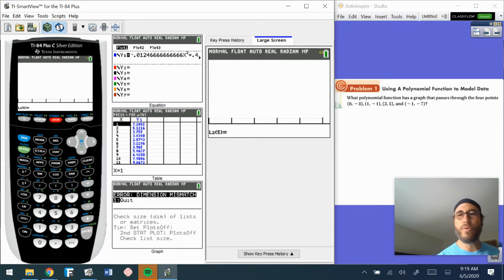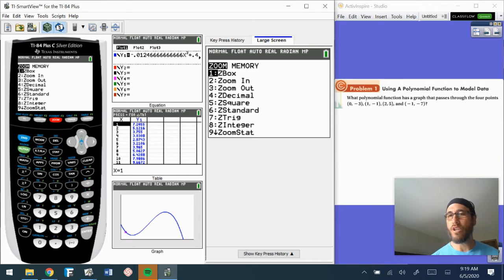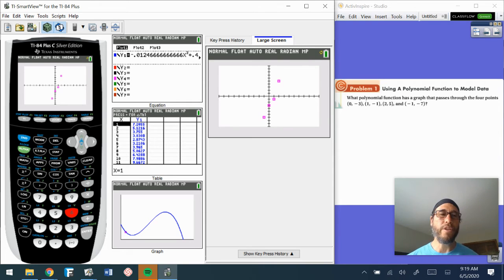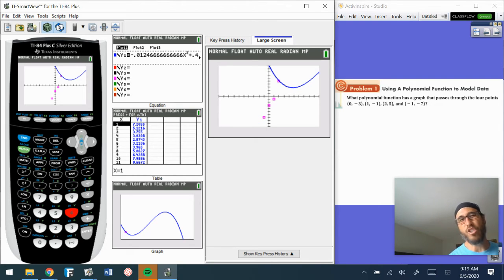I think a standard window would be good here because it really just goes from -10 to 10 on the x's and the y's. So I'm going to go to zoom. I'm going to go Z standard. Oh, there's my plot. That kind of looks like a straight line, right? It doesn't look like it is. Ooh, that's from the problem before. I forgot to erase that. It doesn't look really like a quadratic, right? Like a parabola. That looks like a straight line.